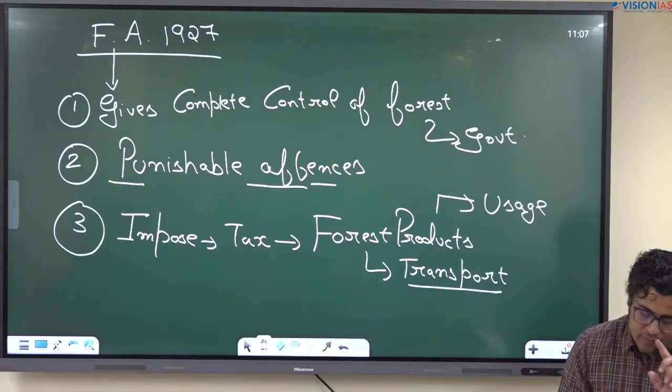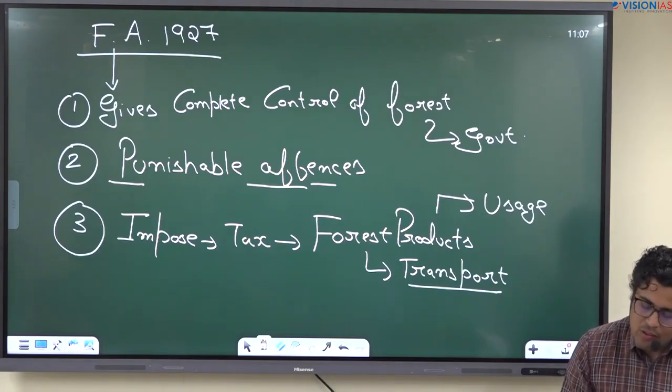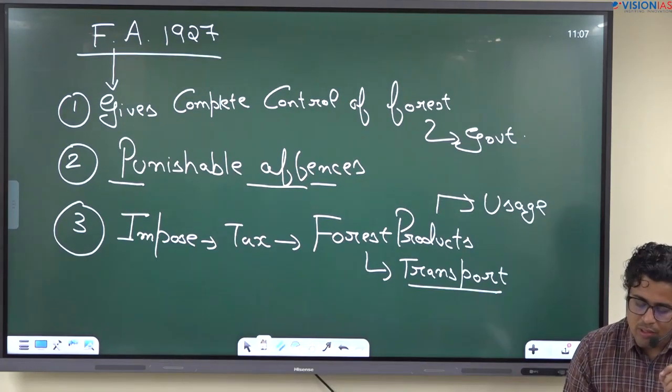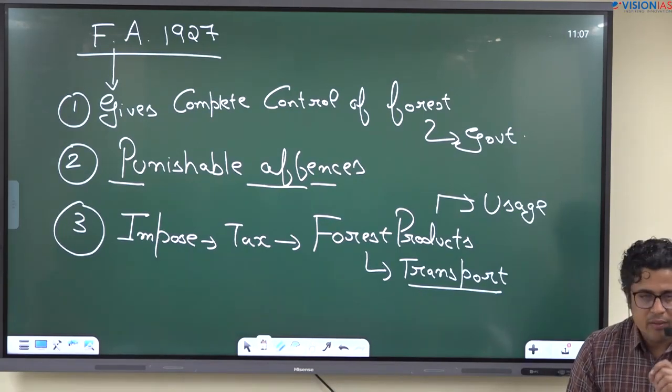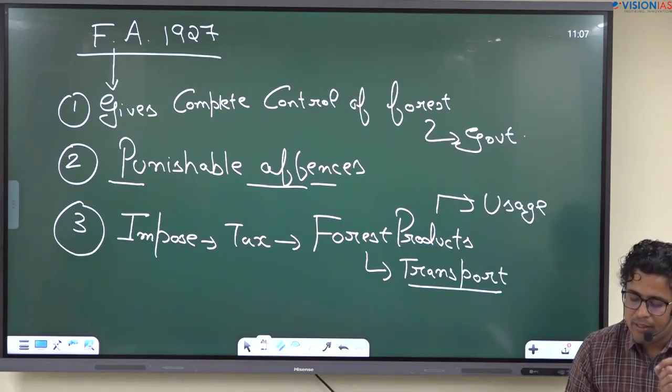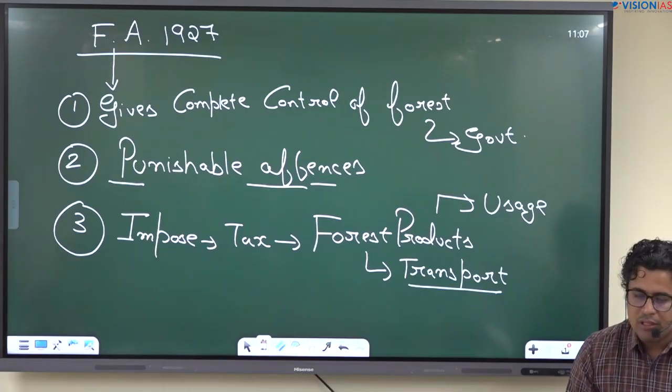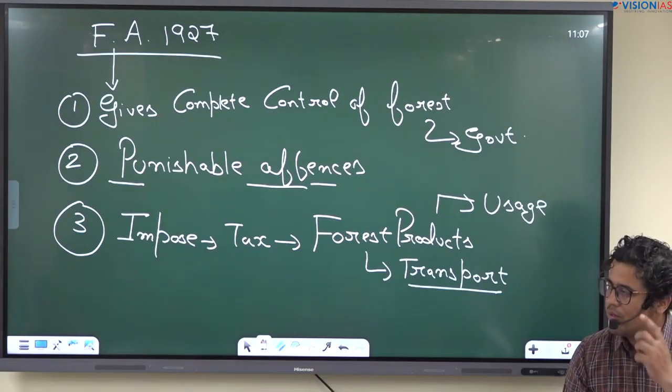See, it is written in the fourth line, to regulate movement and transit of forest produce. So transit means transport. So whenever you are transporting, you have to pay a tax. Duty leviable. Duty leviable means tax. Whenever you are using a forest product, you are transporting, you have to pay a tax.